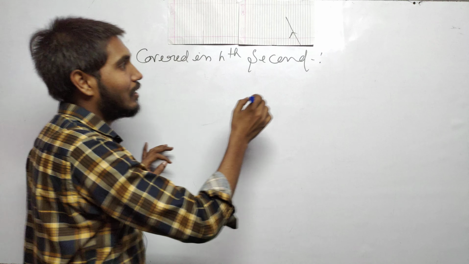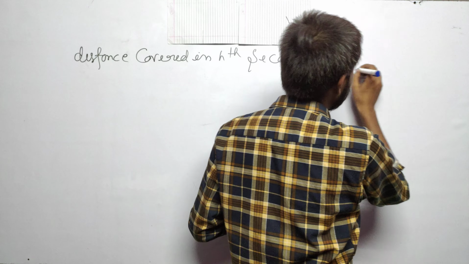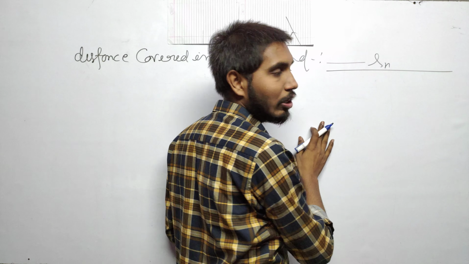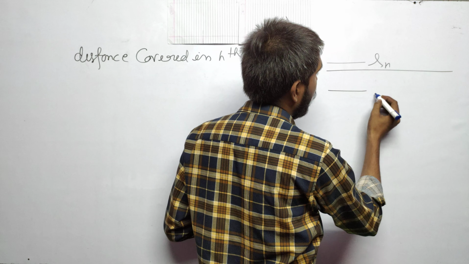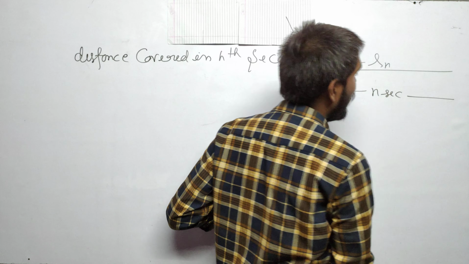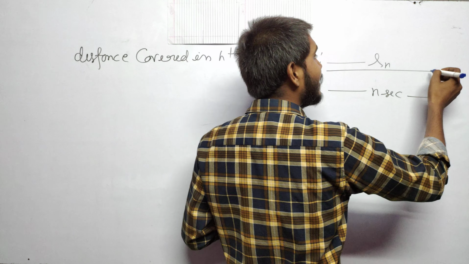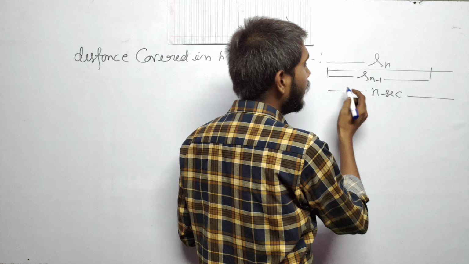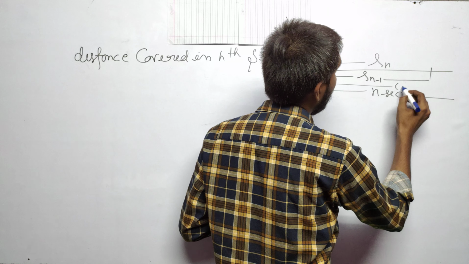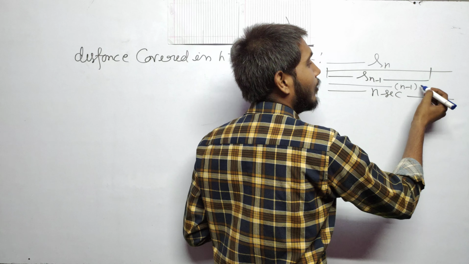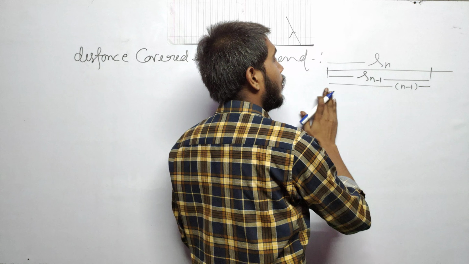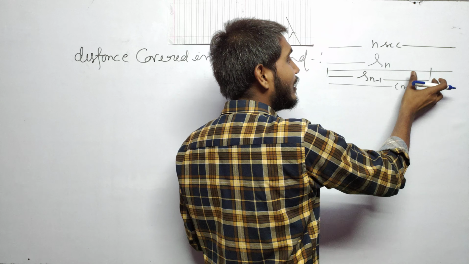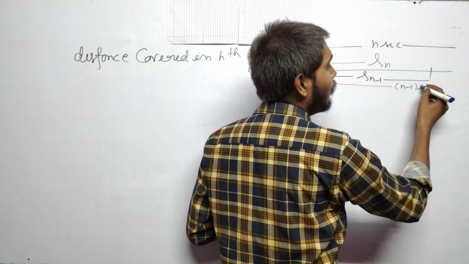What is that? This is the distance covered in n seconds. How many seconds? n seconds. Okay, and this is the distance covered in n minus 1 seconds. Total distance covered in n seconds, and this distance covered in n minus 1 seconds.